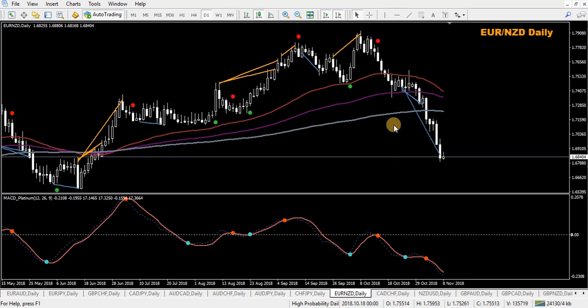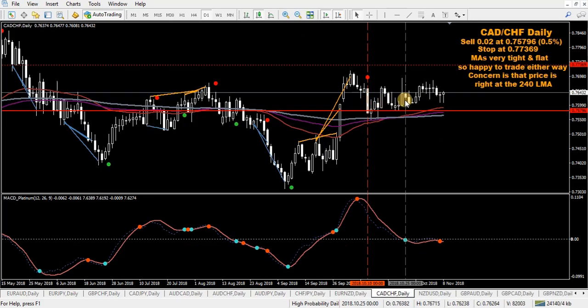CAD Swiss in a sell the last couple of weeks. It's just meandering sideways. It's going nowhere fast. There's my entry level here. There was the potential, got a blue dot on my MACD Platinum just below the zero level. Now we've got another red dot. It just doesn't know, it's going sideways, so I'm quite happy just sitting on that for the moment.